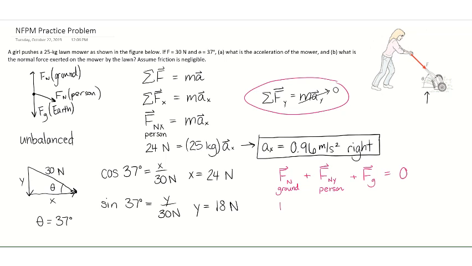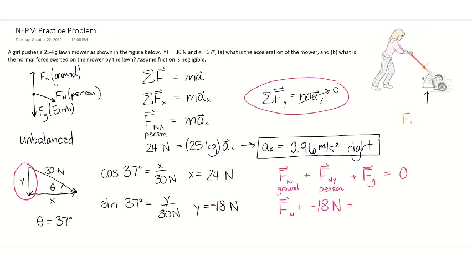The normal force from the ground is the thing that we're looking for. That's our unknown in this case. The y component from the person is what we've already calculated to be 18 newtons. But notice how that's pointed downward. So really, I should have a negative sign in front of that 18 newtons for that y component, because in my triangle, my y component points downward. So I'll plug that in as a negative 18 newtons here. And then gravitational force is something that I'll need to calculate.